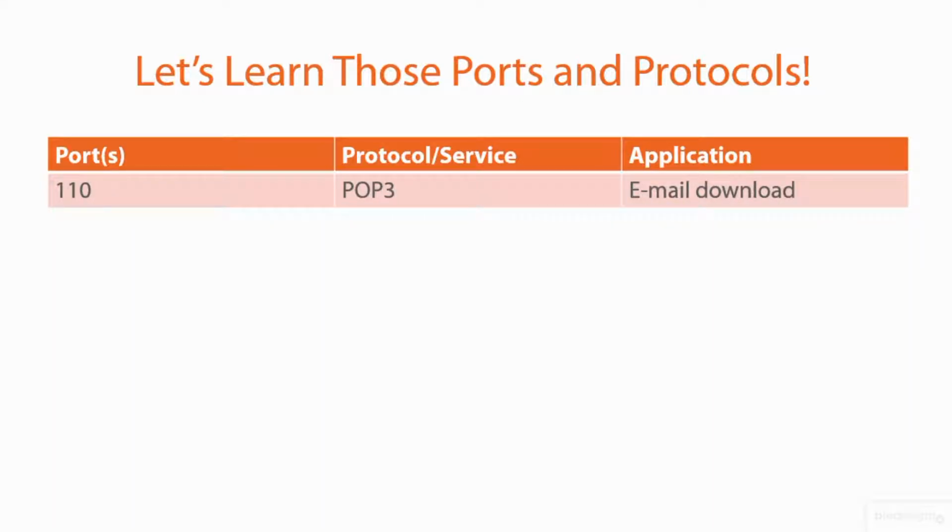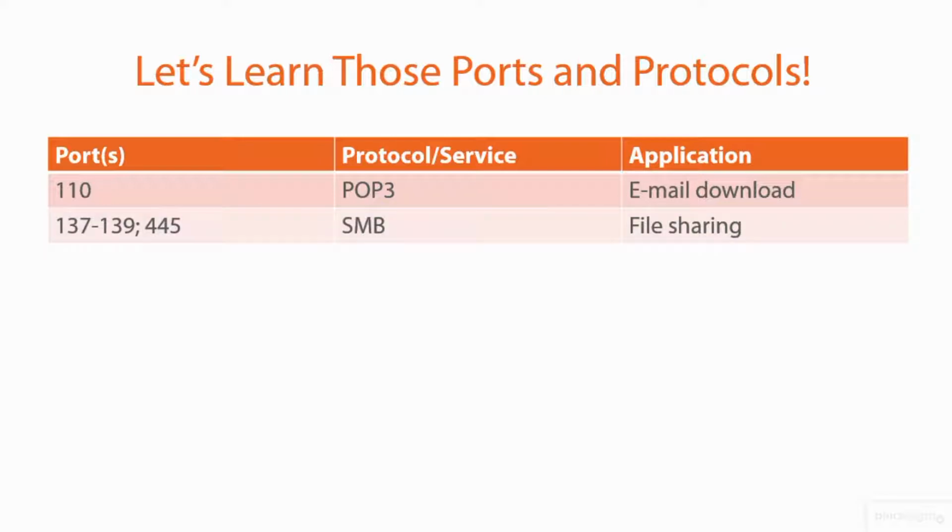Port 110 is POP3. This is the Post Office Protocol, and it's used for email download. You would download email from your internet service provider, for instance, using POP3. POP3, unless you specifically configure it otherwise, is going to remove the mail from the server, though, so for that reason, some users, including myself, prefer the IMAP protocol that we'll discuss in just a minute.